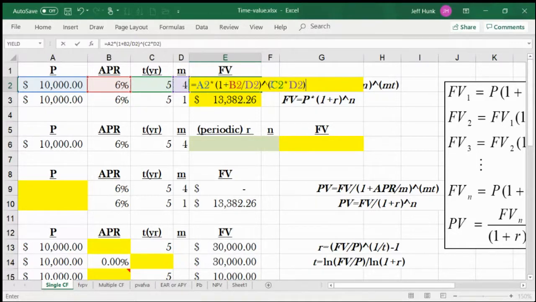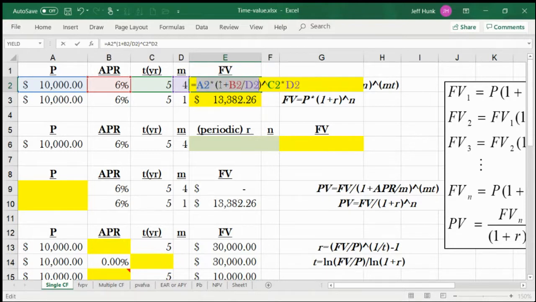Okay, and then make sure you have parentheses around the t times m. Without parentheses, the formula is just written linearly, so Excel will execute it linearly. So this will be done first, right?